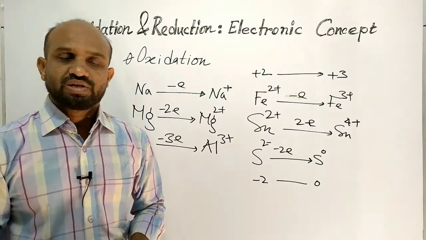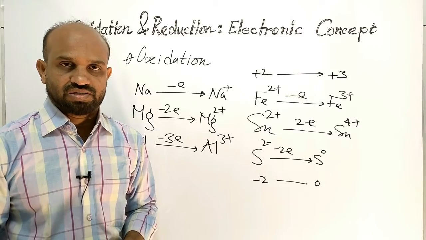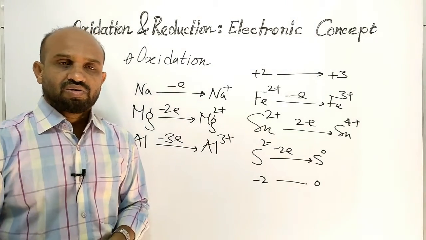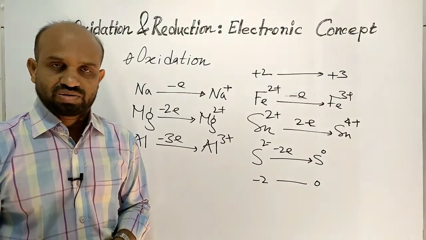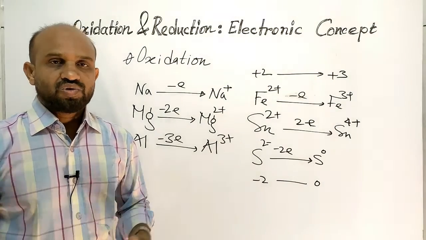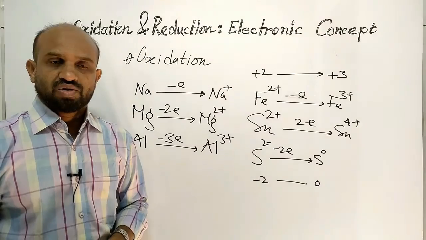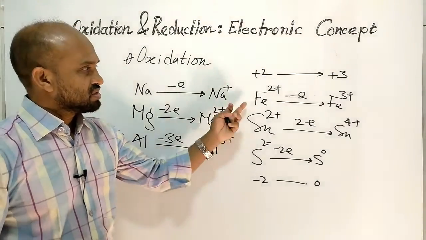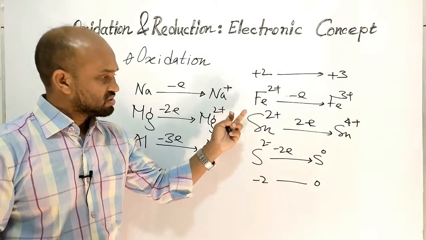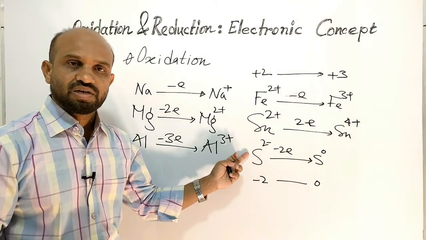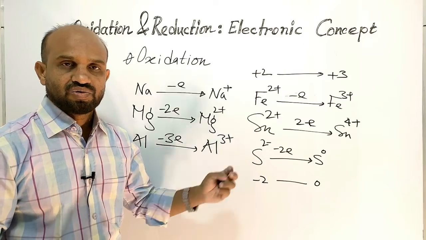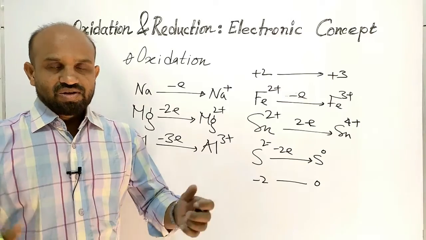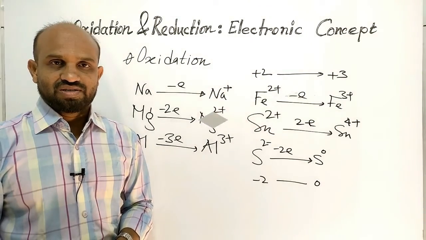Now let's see the complete definition of oxidation reactions. The reactions in which loss of electron or electrons occurs are called oxidation reactions. In oxidation process, positive charge increases and negative charge decreases through loss of electron or electrons. Let's move on to the next point.